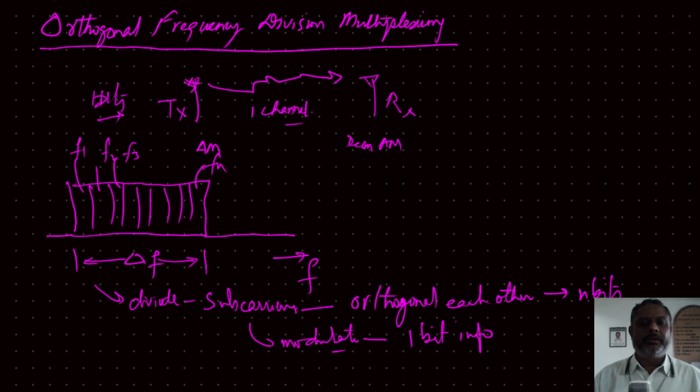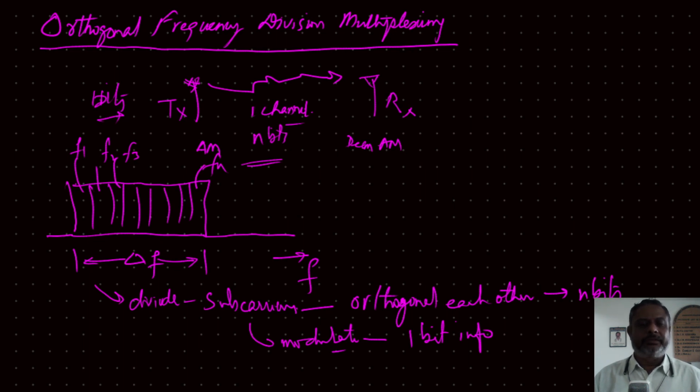in parallel, because this is talking about one channel. One channel is this bandwidth, and this bandwidth is divided into n sub bandwidths. Each of these subcarriers can be used to modulate 1 bit of information. So we can now send n bits of information in parallel per unit time from transmitter to receiver.